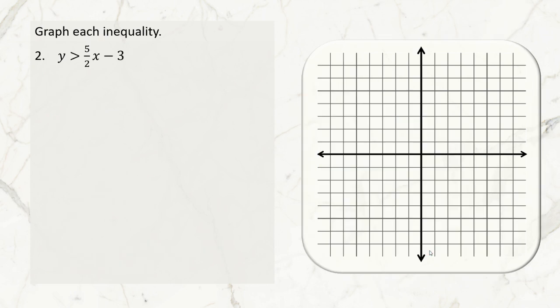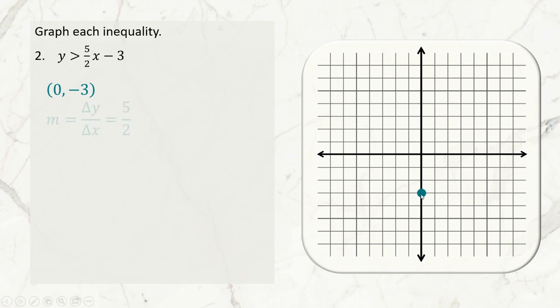Now, if we go to number 2, we have y is greater than 5 halves x minus 3. Okay, so we're going to go through the same process here, okay? Y is greater than 5 halves x minus 3. So the first thing we want to do is identify our y-intercept. Our y-intercept is 0, negative 3, which is right there on the graph, okay? 0, down, 1, 2, 3.